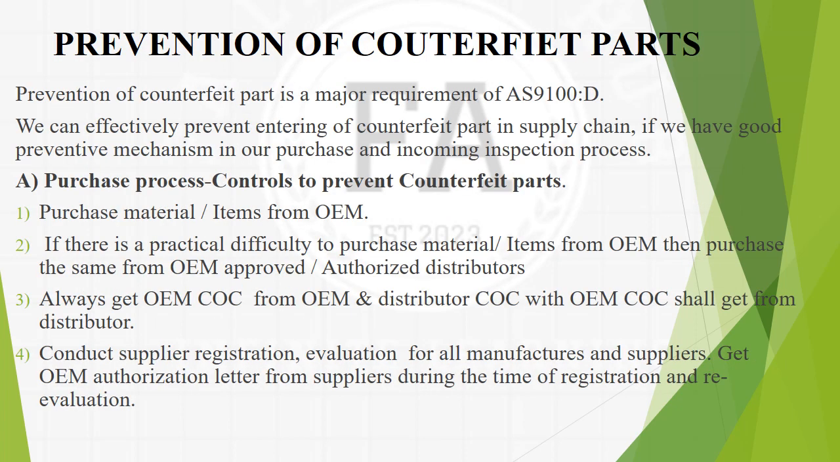Prevention of counterfeit parts. Prevention of counterfeit parts is a major requirement of AS9100D. We can effectively prevent the entry of counterfeit parts in the supply chain if we have a good preventive mechanism in our purchase and incoming inspection process. So there are two methods to prevent counterfeit parts in our supply chain. One is to control our purchase process, another is to control our incoming inspection process. In the first way, purchase process control to prevent counterfeit parts.